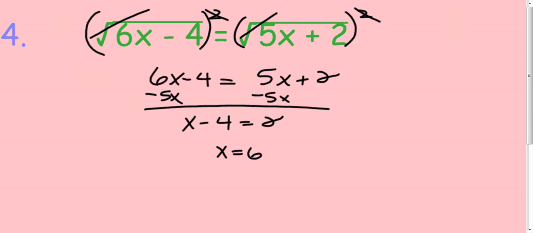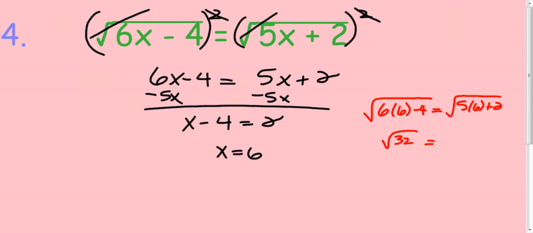So again, we need to check that. Whenever you have radicals, you have to check. So when I plug this back in, my question is does the square root of 6 times 6 minus 4 equal the square root of 5 times 6 plus 2? So 6 times 6 is 36, minus 4 is the square root of 32. 5 times 6 is 30, plus 2 is the square root of 32. And both sides are equal. I could certainly get decimal values for them if I wanted, but I can see that they're equal. So x equals 6 is a solution.